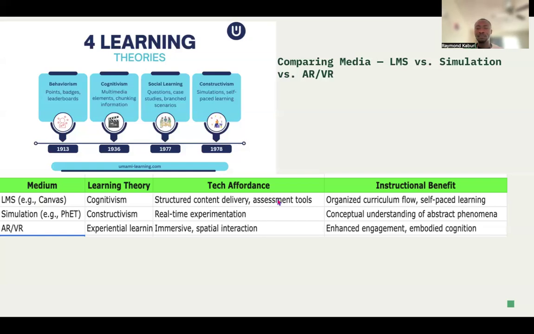So for us to make any kind of selection or choice of our media or technology to use, these are the things that we need to consider. And we're taking the three of them for the purpose of this model. So let's move ahead.